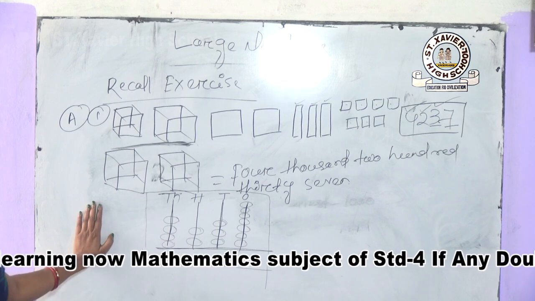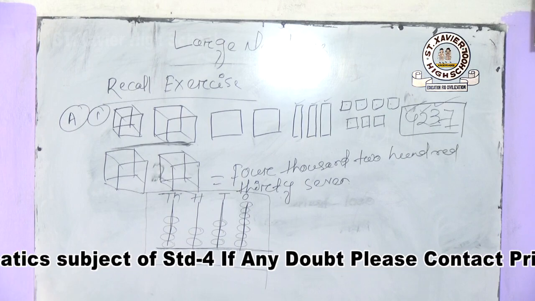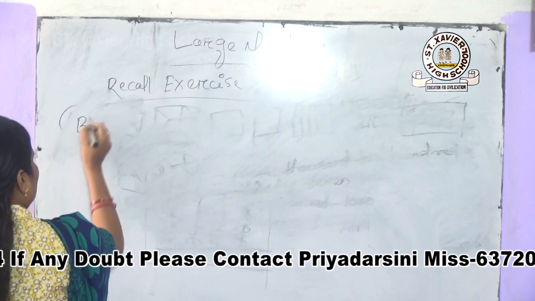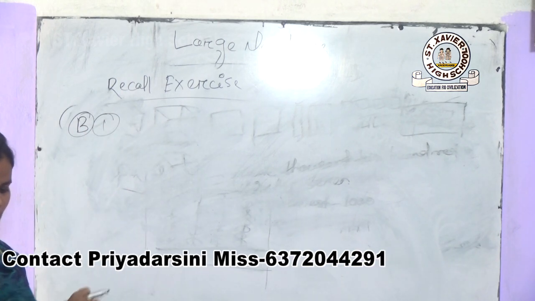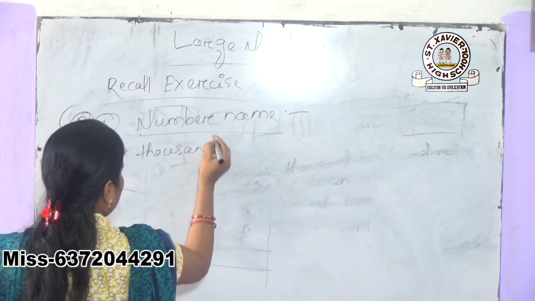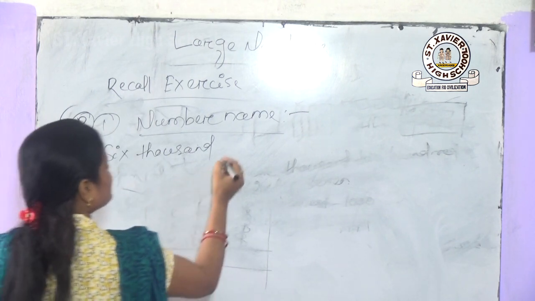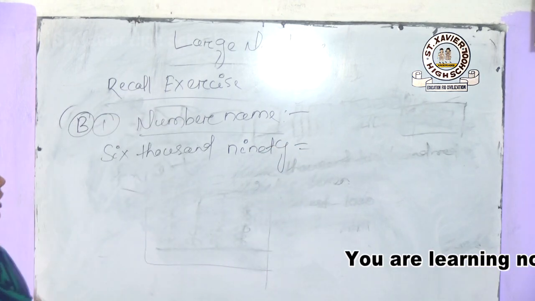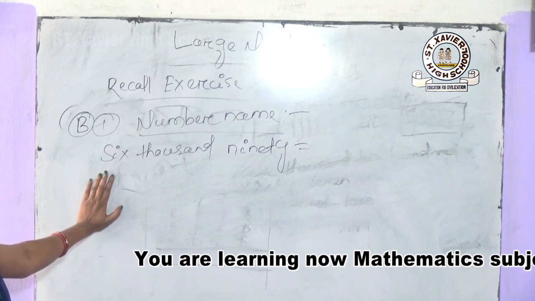Just like this you can solve question number 2. Then come to question number B, 1. Write the number of the number name. 6090. So this is the number name. So we can write the number here.